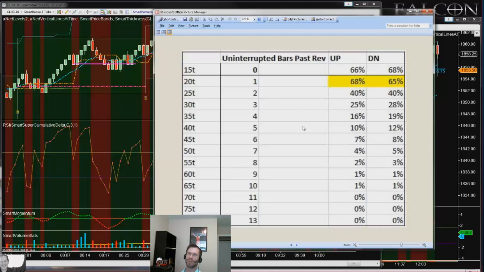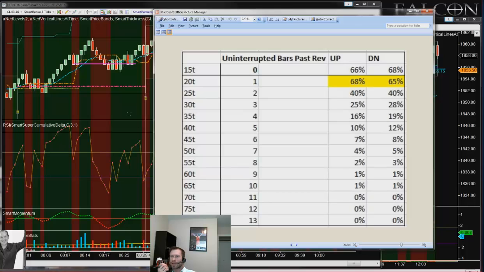Forget this table. I mean, just think of the way this works. If we take this out of this context and just look, how many ticks are you off the high? It's 99% going the other way.